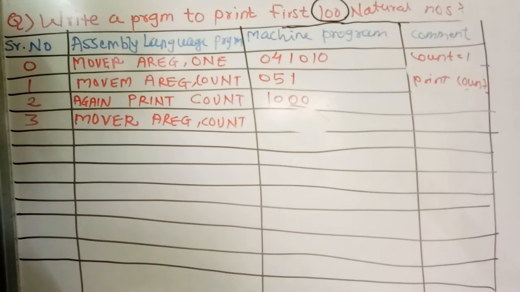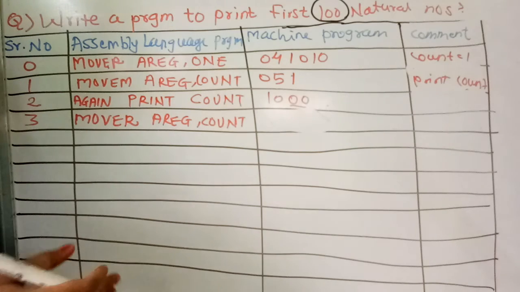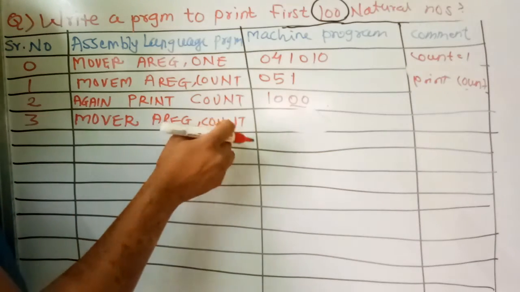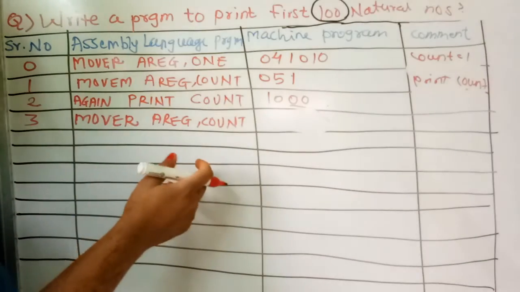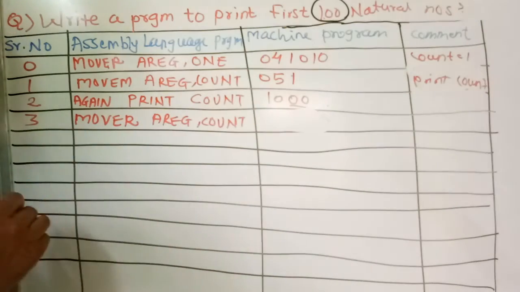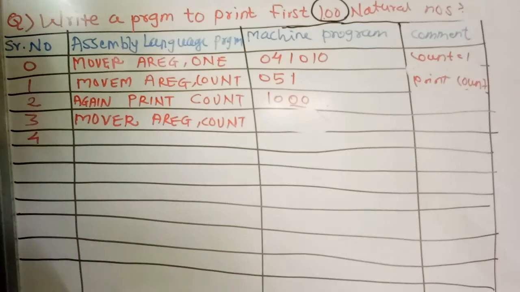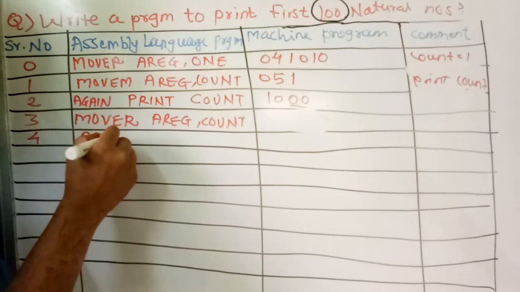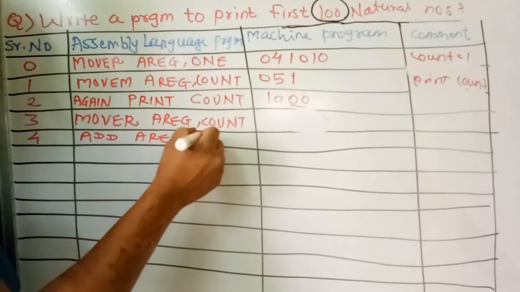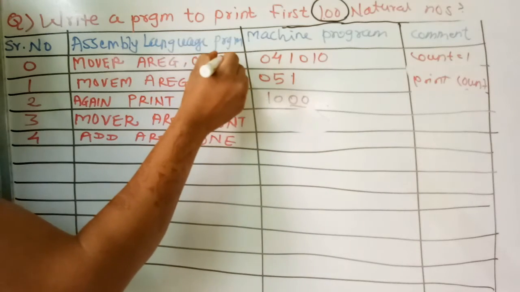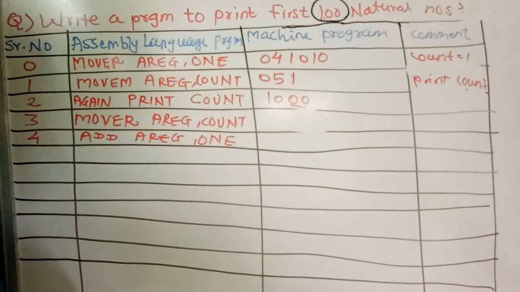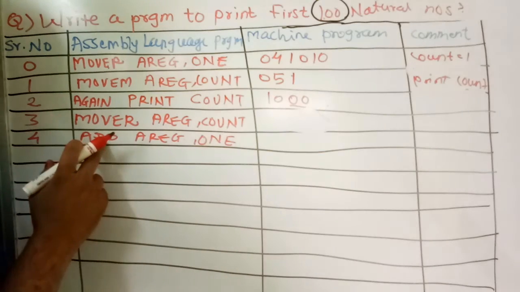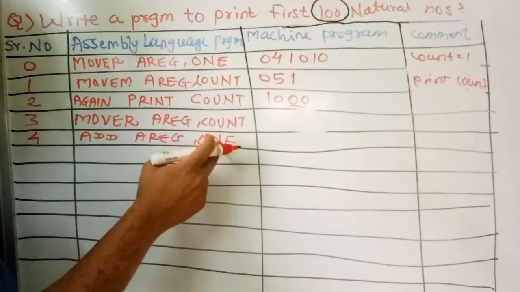Okay. Now, what do we have to do? We have to add the number 1 to it. This means each time we increment the counter by 1, until the number 100 is reached. For that, we will use an add instruction: add A register 1. Here 1 is a variable which has the value 1, which we have to specify later. Now, we have added 1 to the previous value, that is 1 plus 1.